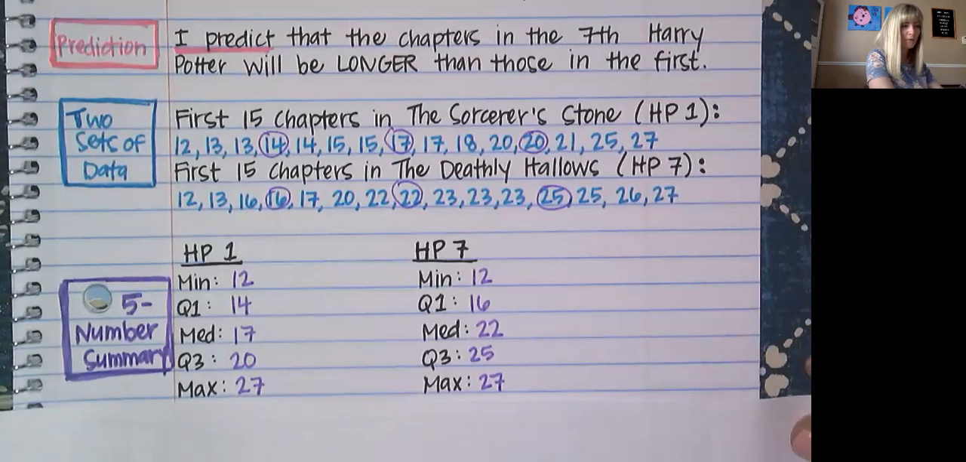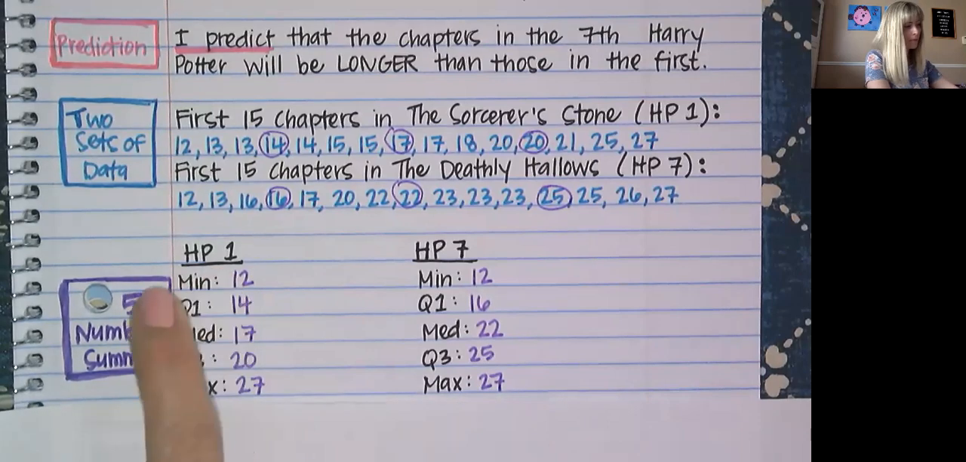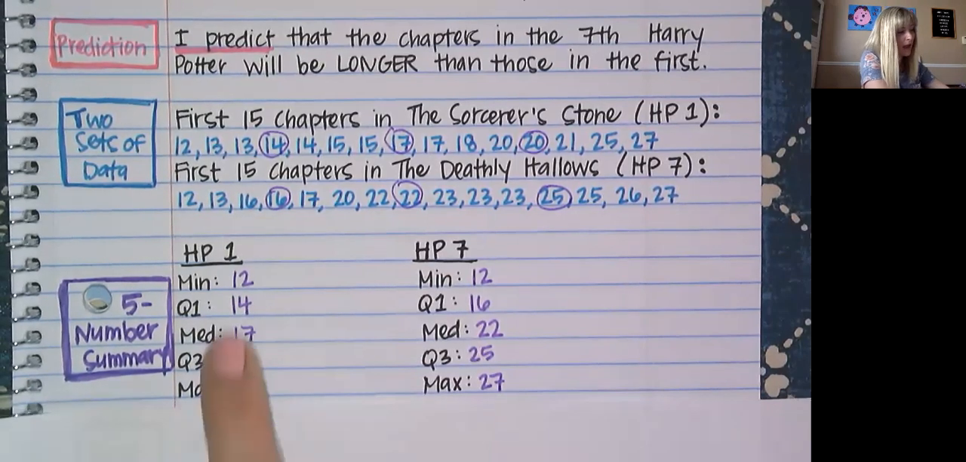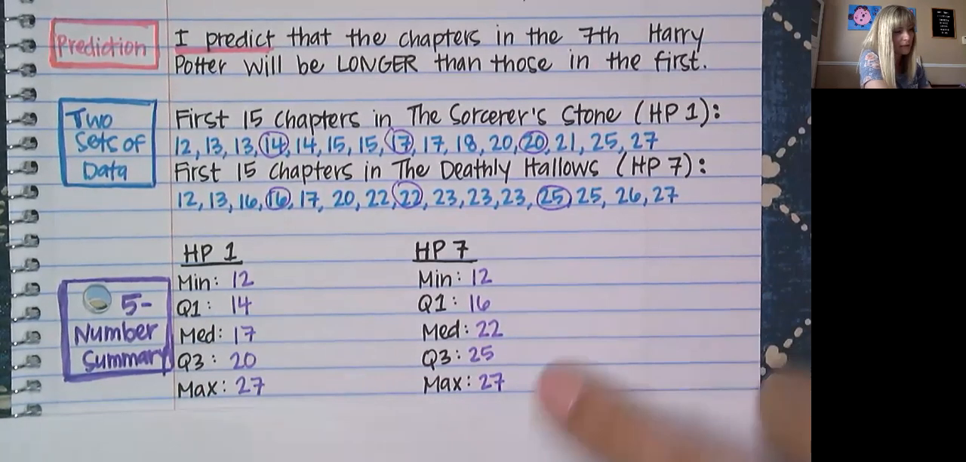I found all of those and circled them, and the only other thing I need is the min and the max. So I listed these down here. This is Harry Potter 1: min, first quartile, median, third quartile, maximum, and this is Harry Potter 7. The minimum and the maximum are in there too. Remember, minimum is just the lowest, maximum the highest. One of the first things I notice is that they have the same min and the same max. That's interesting. We'll talk about what that means in a second.